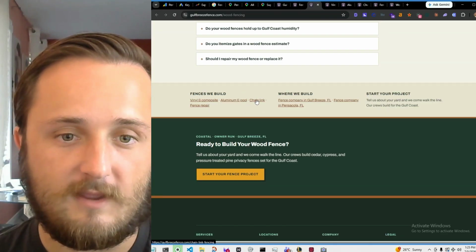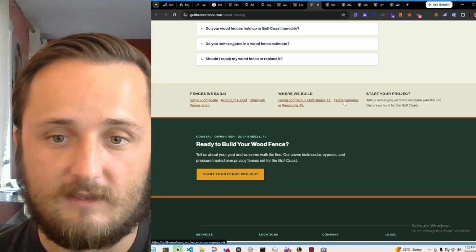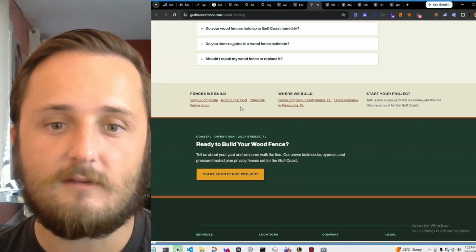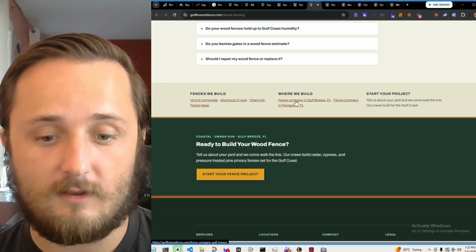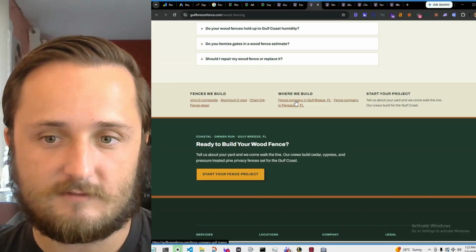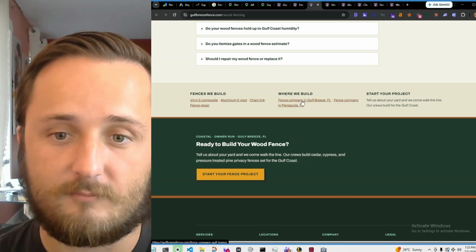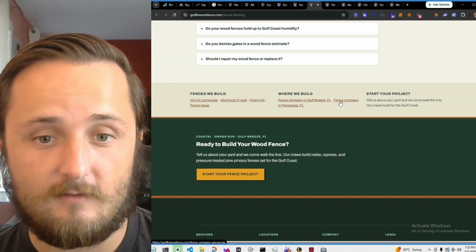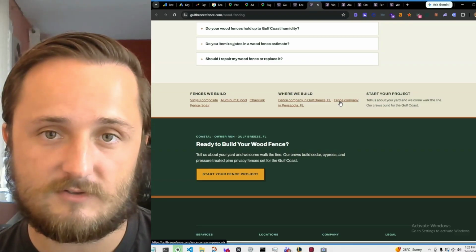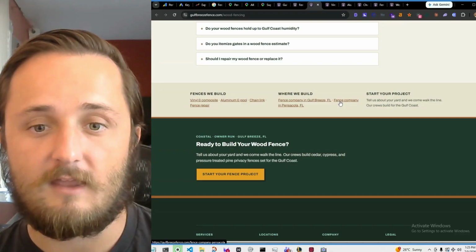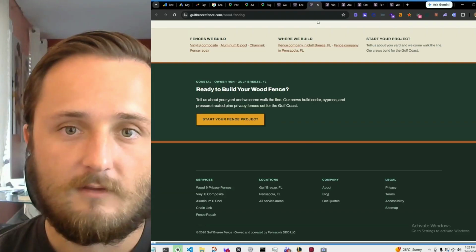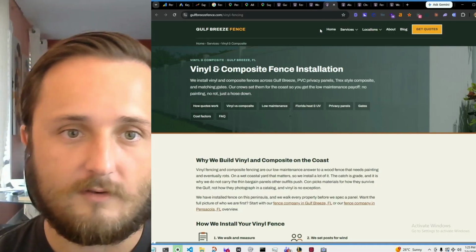Then down here, we have this little hub linking to the other fences or the other services that we provide, and also all interlinking to our money pages. We've got Fence Company in Gulf Breeze and Fence Company in Pensacola. For this site, we are targeting our location pages as our money pages. And for this site, we are targeting Gulf Breeze and Pensacola. So then that's the one service page.